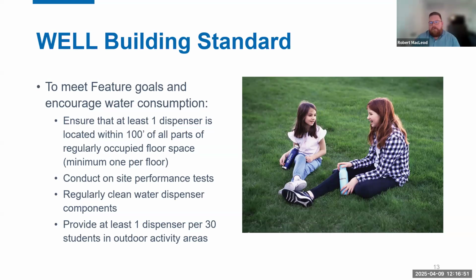To meet the goals of this feature, we encourage water consumption. Specifiers must ensure that at least one dispenser is located within 30 meters of all parts of regularly occupied floor space within the building, with a minimum of one per floor. On-site performance testing must be conducted to ensure that the water is suitable for human consumption and has optimal drinking water taste properties. The water dispenser components must be cleaned regularly, and there should be at least one dispenser with free potable water for 30 students in outdoor activity spaces.